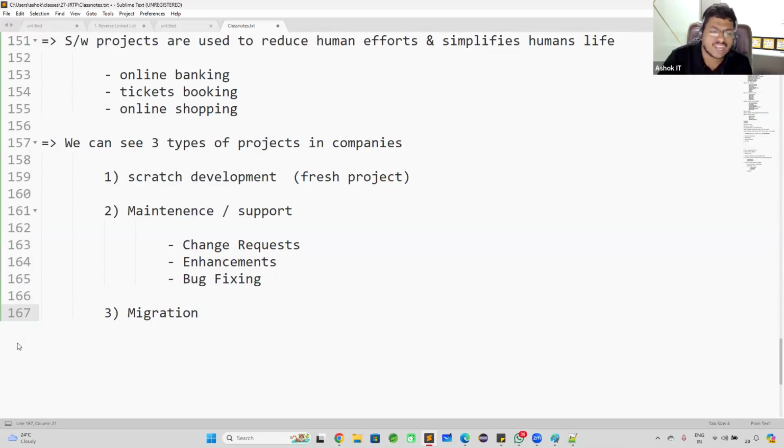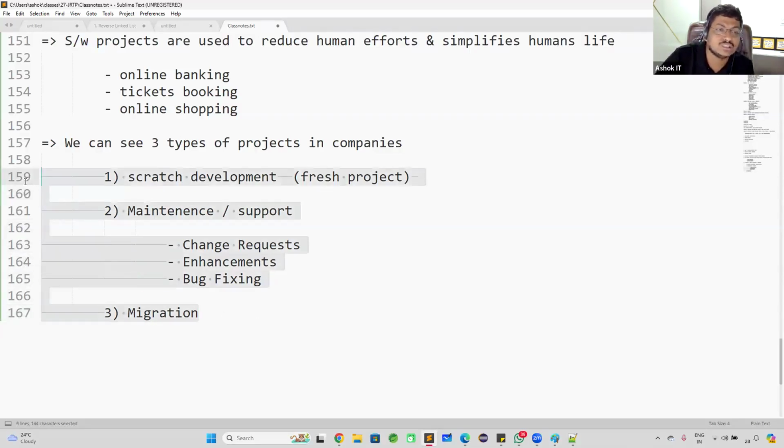Okay, so if you go to any software company, whether it is a startup company, a mid-sized company, or a top-level MNC, they will be dealing with several projects in the company, right? Those projects we can categorize into three parts. The first one is called scratch development. Scratch development is nothing but a fresh project. From a very basic level, we are going to develop that project.